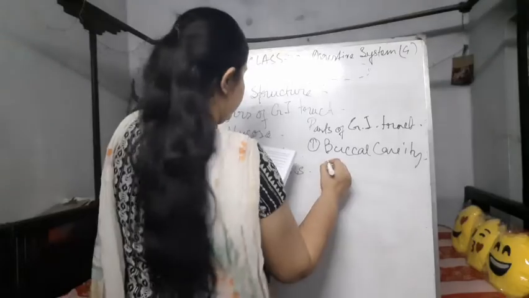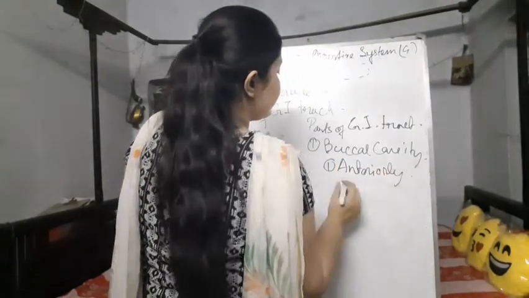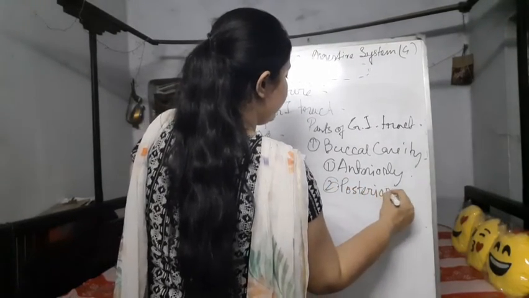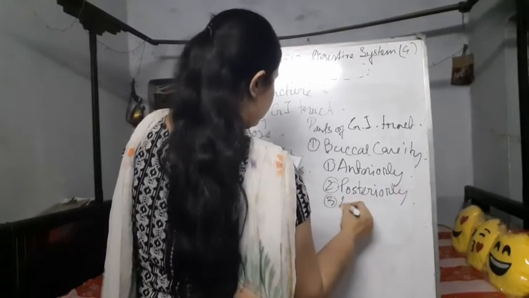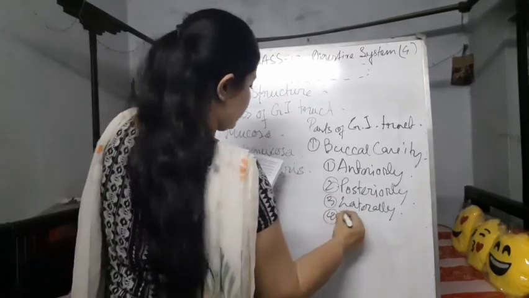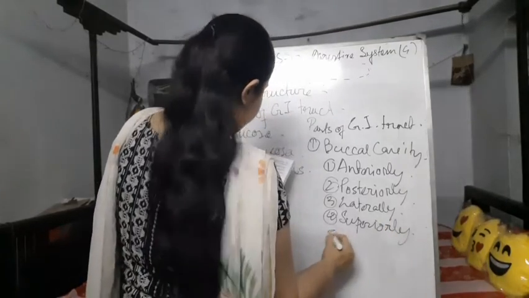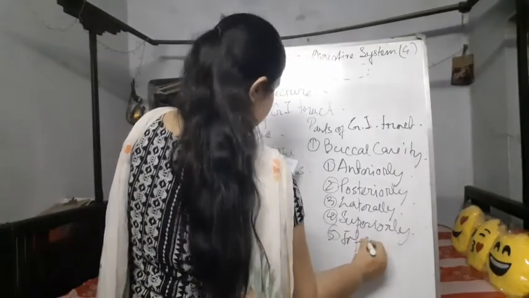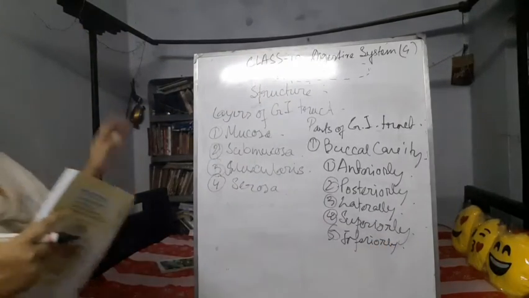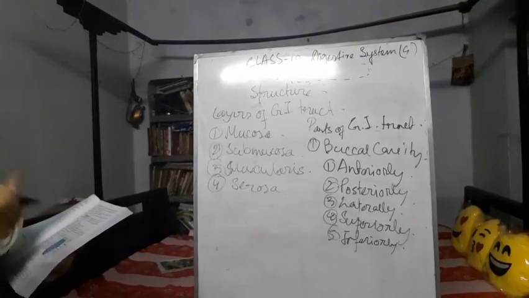So what are they? Anteriorly, posteriorly, laterally, fourth superiorly, and fifth inferiorly. There are 5 sets of muscles and bones which are bounding the buccal cavity.